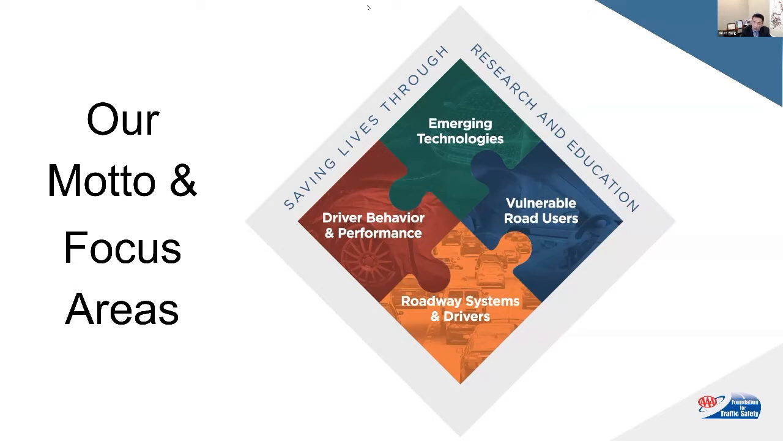We focus our traffic safety work in 4 areas. One is emerging technology like connected vehicles and vehicle automation. One is driver behavior and performance, things like drowsy driving, distracted driving, and impaired driving. Another is roadway system and driver, looking at the interaction and human factor issues related to roadway design and the driver. And the last is vulnerable road users, including older drivers, young drivers, as well as other road users such as pedestrians.